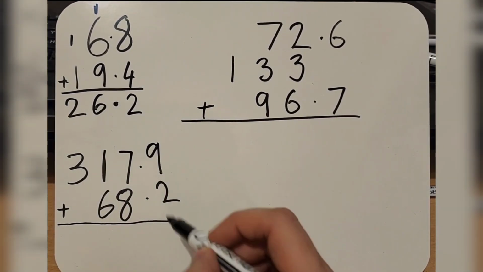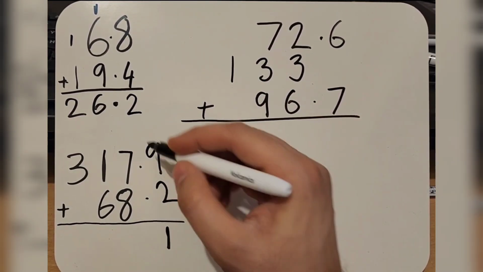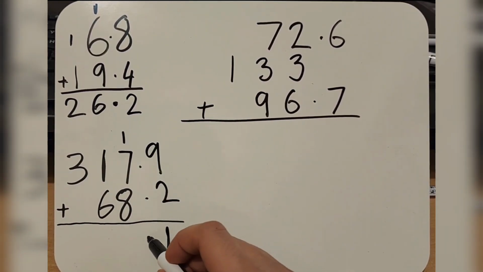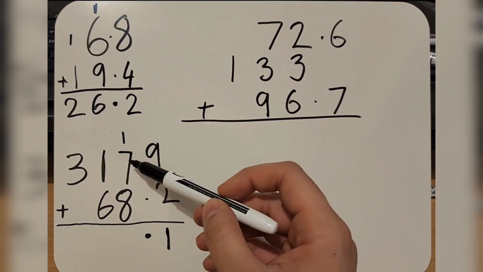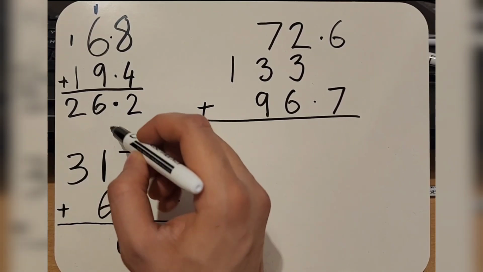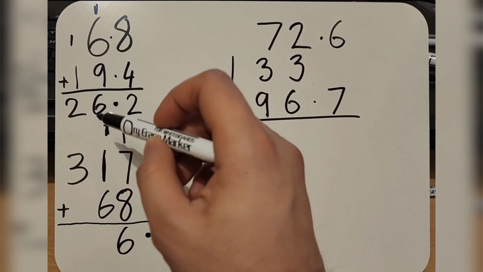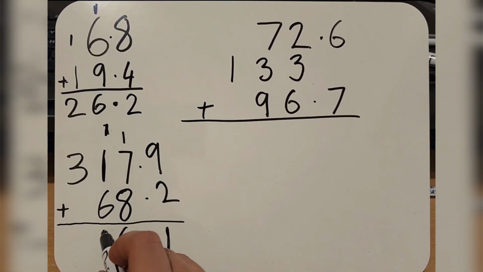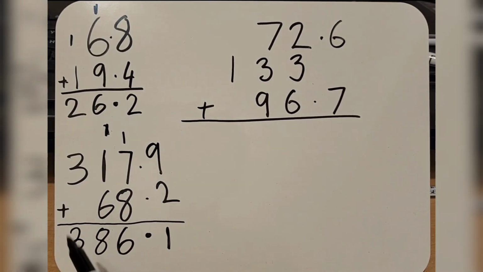Here we have 9 and 2. So this becomes 11. Okay, so 1 here. I'm going to carry 1 over. I want to put my decimal point in the right place. 1 and 7 is 8. 8 and 8 is 16. Okay, so put a 6 here, carry 1 more over to this column. Now in the tens column we have 1, 1 and 6. So that's 8 and then 3 down here. So our number reads 386.1.